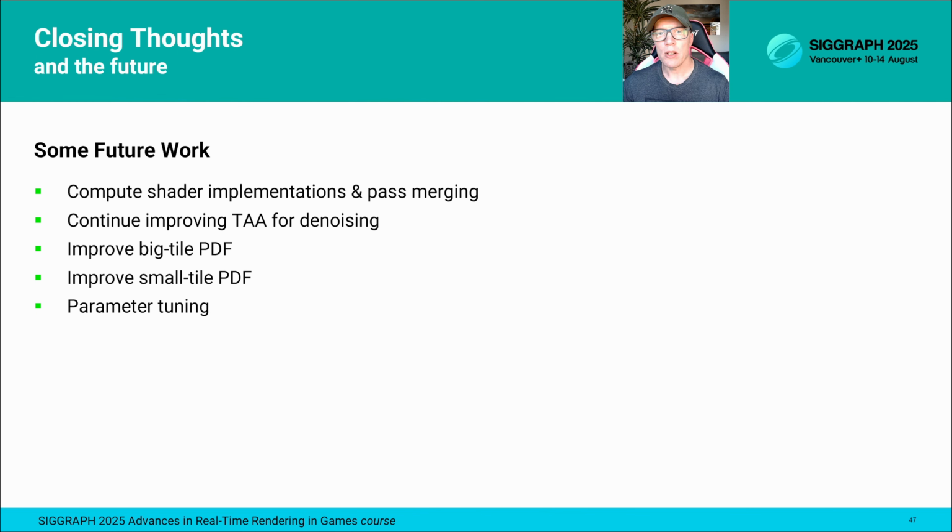There are also potential low-hanging fruits to improve the quality and performance by tuning the existing algorithm parameters. For example, big tile reservoir size, big tile pixel size, sampling patterns, and so forth can be likely improved.